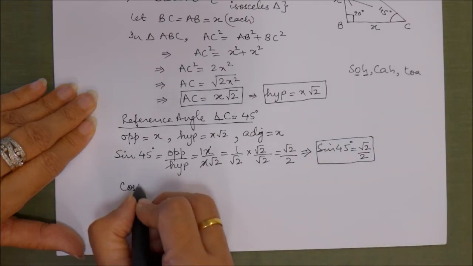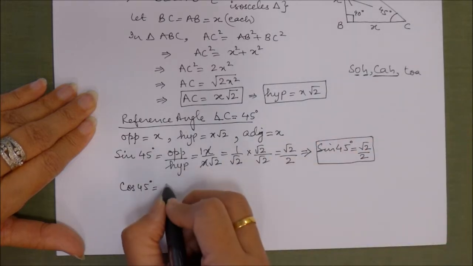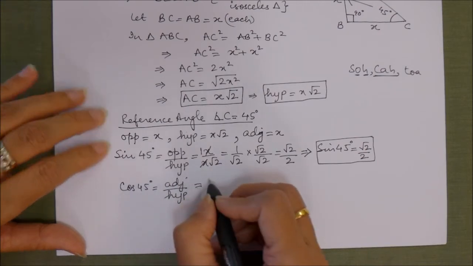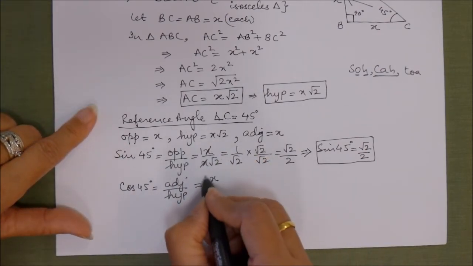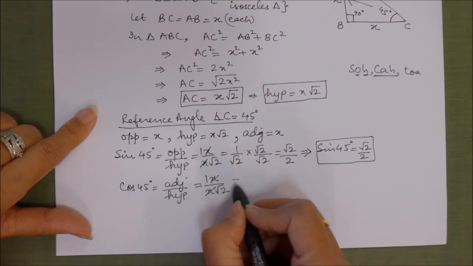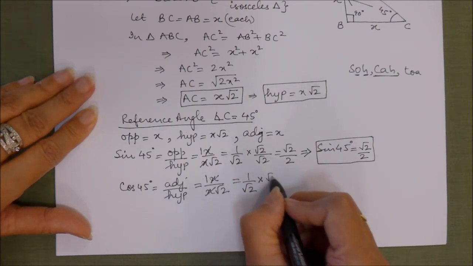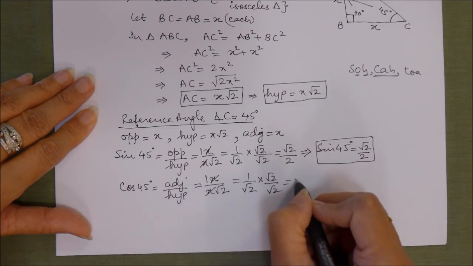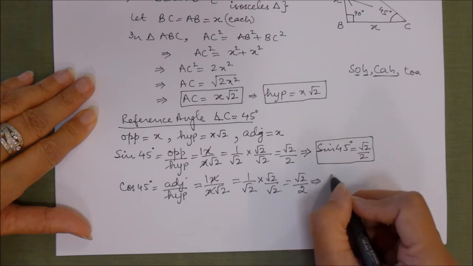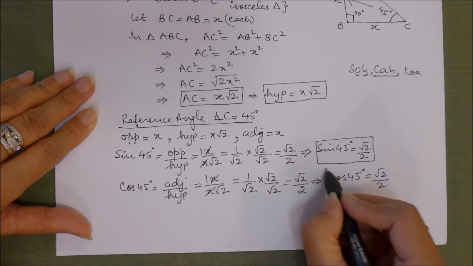Same way, cos of 45 degree. From this one, it is adjacent upon hypotenuse. Adjacent is x, so it is 1x over hypotenuse x square root 2. X gets cancelled, so it is 1 upon square root 2. Again square root of 2 is there, so we rationalize it. So it is square root 2 into root 2, it is 2. That means cosine of 45 degree is root 2 upon 2.